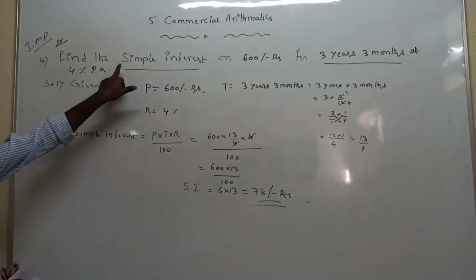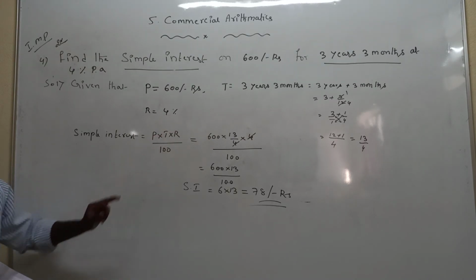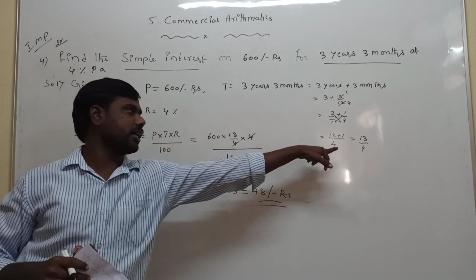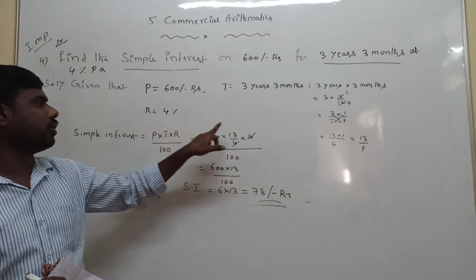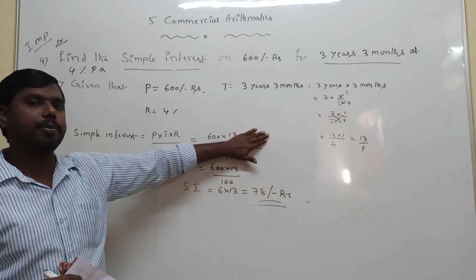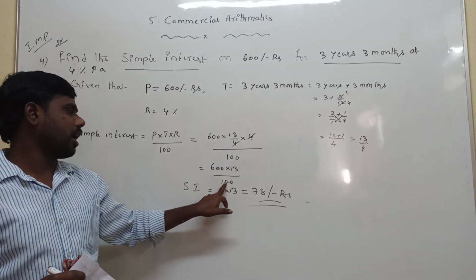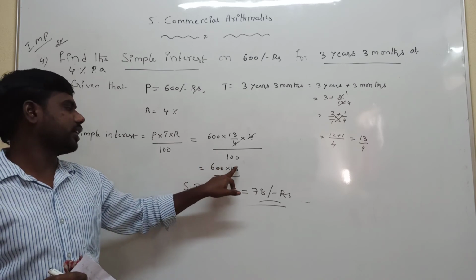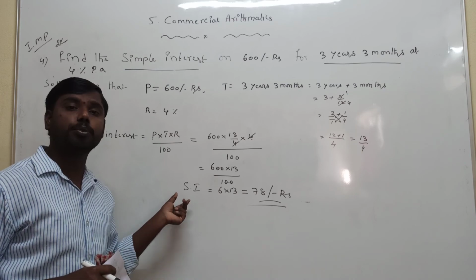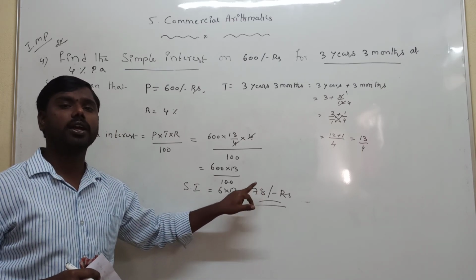So now what is the rest? We need to find out the simple interest. The simple interest formula is PTR by 100. Now we substitute the values. The principal amount is 600, into the time T, which is 13 by 4. The rate of interest R is equal to 4. Now we have cancellation, 4 gets cancelled. What is left is the numerator 600 into 13, divided by the denominator 100. 100 ones are 100, 100 sixes are 600. 6 into 13 is 78 rupees per year. What is the simple interest amount they are getting? Totally per year 78 simple interest we are getting.